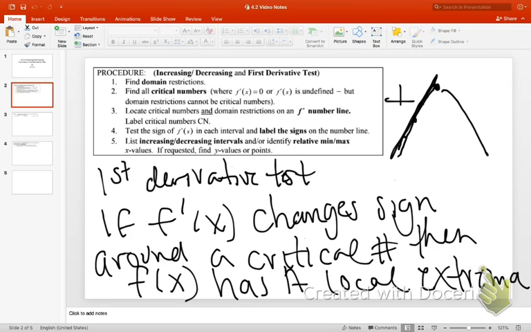So if I have positive slope, I have my critical value, that's where the derivative is 0 or undefined, and I go to any point on the decreasing side, my slope would be negative. So if I go from increasing to decreasing, I have a max, and vice versa.